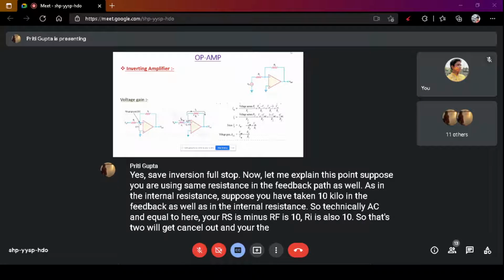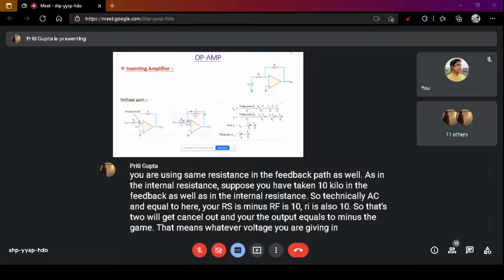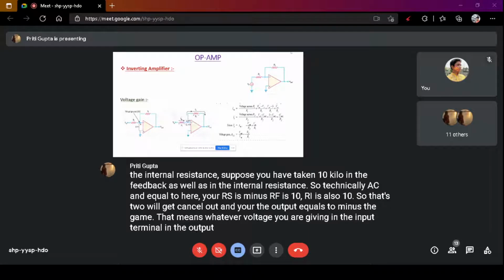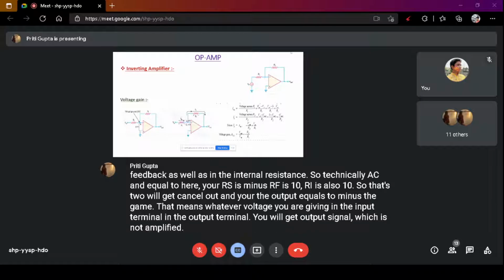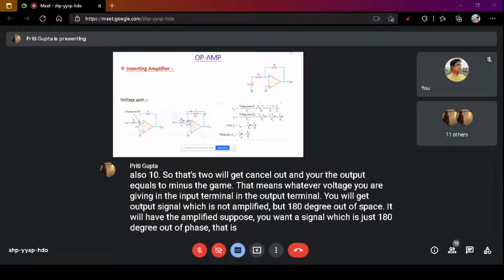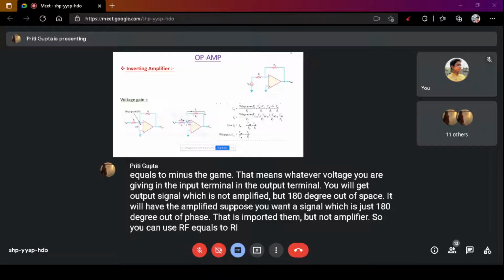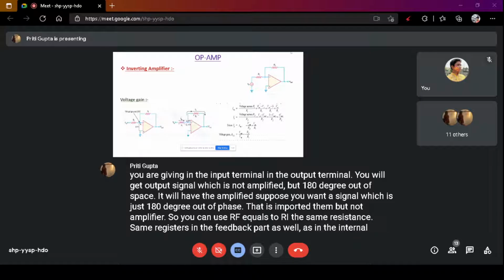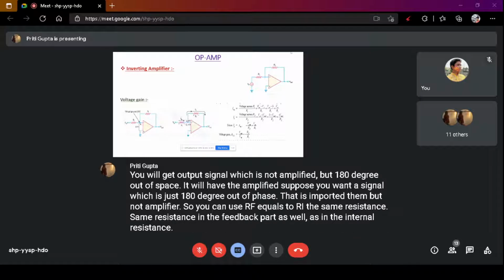So that will get cancelled out, and your V output equals minus of V input. Whatever voltage you give at the input terminal, at the output terminal you will get a signal which is not amplified but 180 degrees out of phase. Suppose you want a signal which is just inverted but not amplified. Then RF equals RI, the same resistance in the feedback path as well as in the input path. Got it? Yes or no?